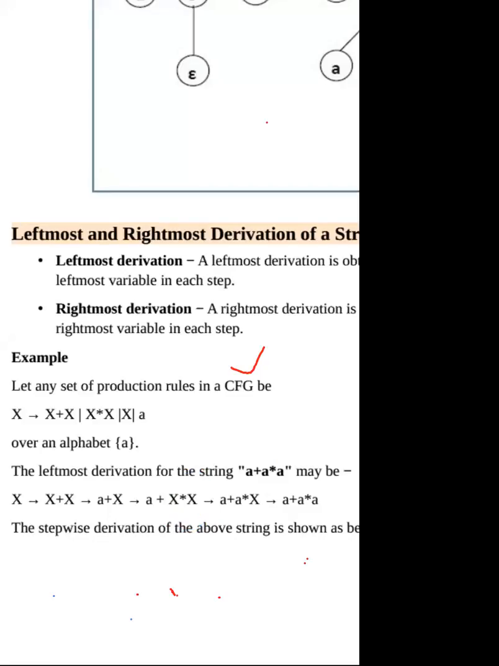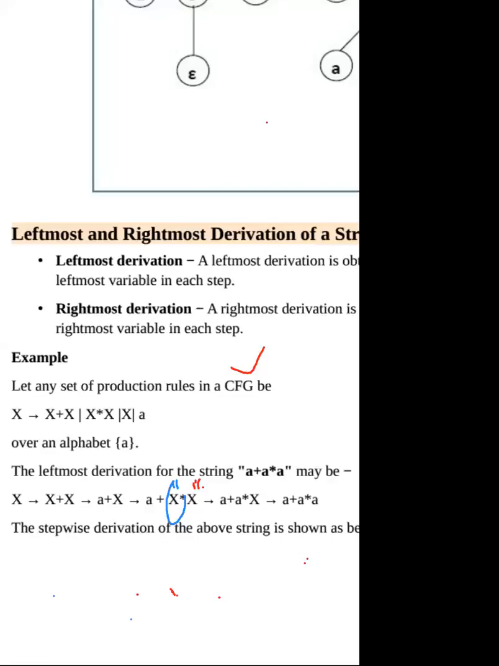Leftmost is this one; mark it by blue line, and rightmost is this one, red line. Tell me which X is to be replaced if I use leftmost derivation. If we use leftmost, out of these two X, blue and red, which one is the leftmost X? I think the blue X is the leftmost X. Now we are going to replace this blue X.